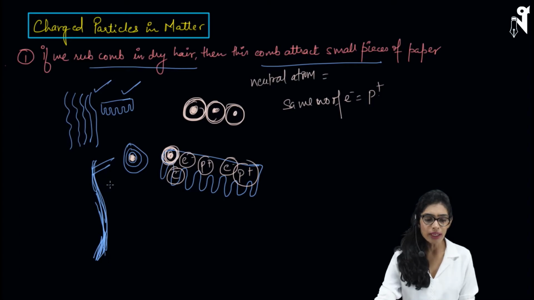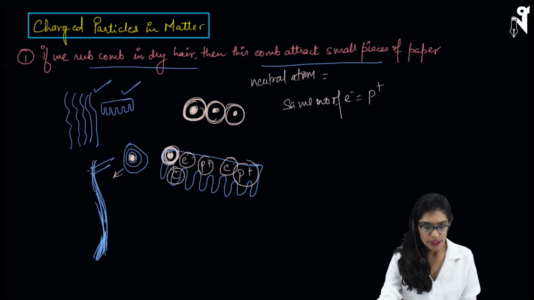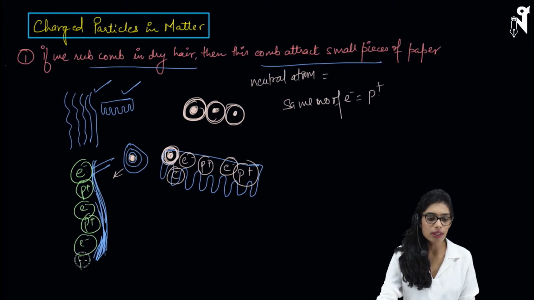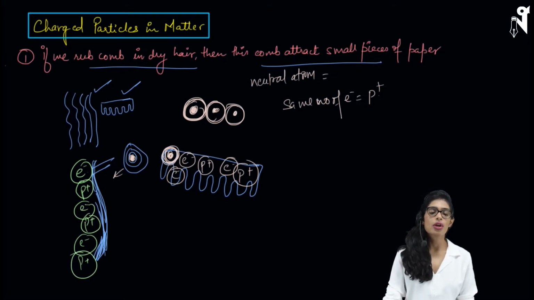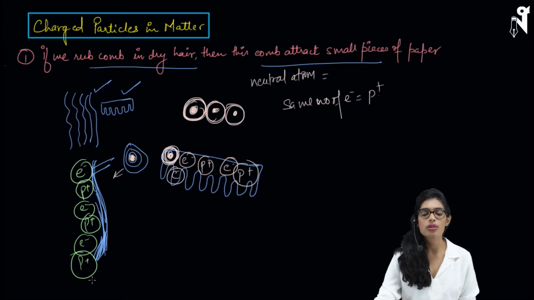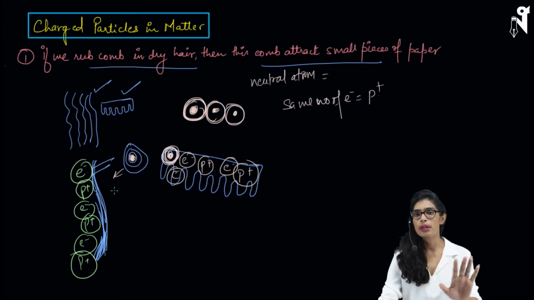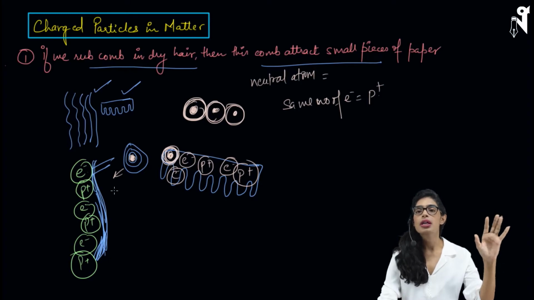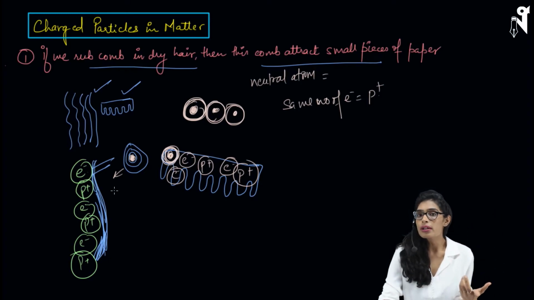So assume that each atom has some protons and electrons, and I'm just showing them like this. I'm just drawing it as electron, proton, electron, proton. I'm just randomly drawing. Please do not consider it as the actual number. So let's say your hair strand has 3 electrons and 3 protons. It is just a simple assumption and simplified number so that you don't get confused.